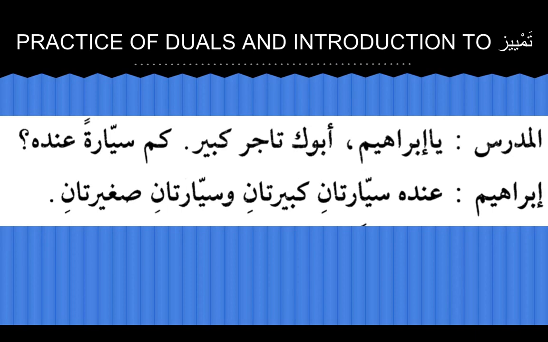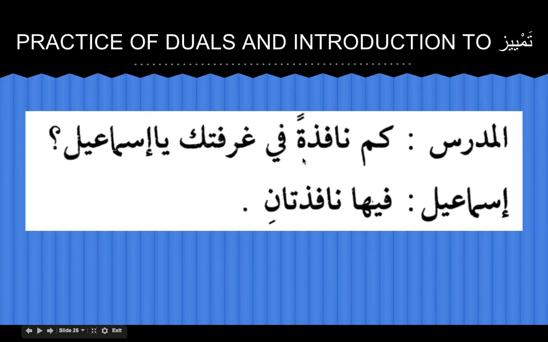So how many cars does he have? Ibrahim is replying, indahu sayyaratani kabiratani. So what is sayyaratani kabiratani? We see two nouns matching exactly the same, so it becomes naat and man'ut. So we will say he has two big cars, wa sayyaratani saghiratani, and two small cars. Kam nafidatan. See, kam nafidatan. So what's nafidatan? Nafidatan is tamyiz.